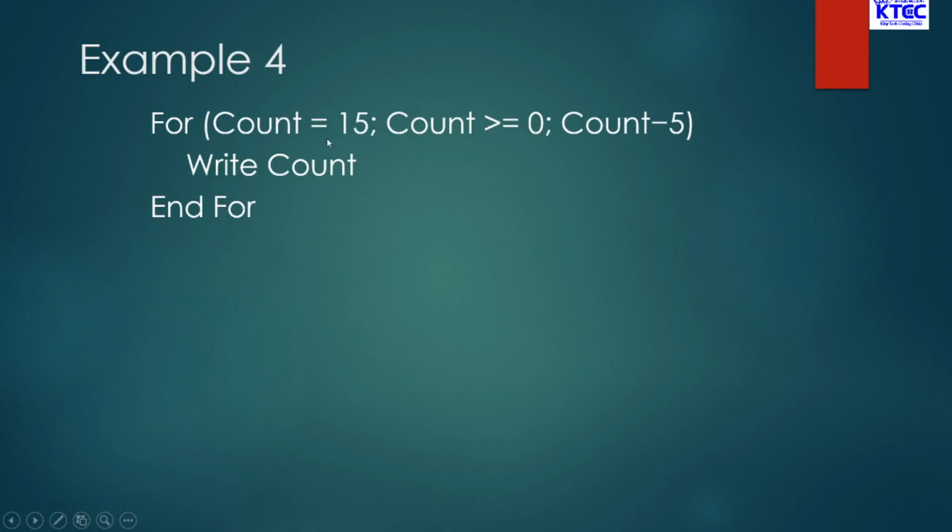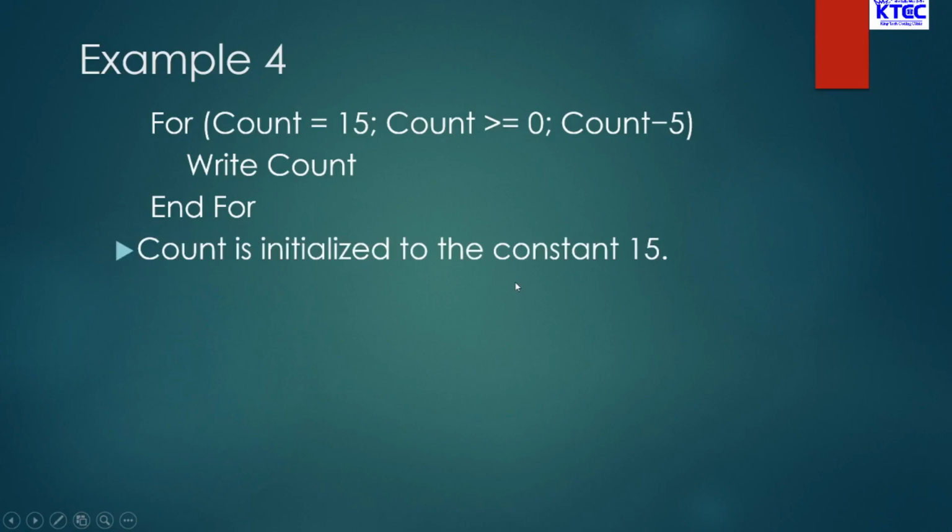So initially we said it will be 15, so it will iterate. The first iteration, it will compare 15, so it displays 15, right count. It means write 15. Then it will iterate, subtract 5 from 15, then it displays 10. Subtract 5 from 10, displays 5. Subtract 5 from 5, displays 0. So 15, 10, 5, 0 displays in the program.